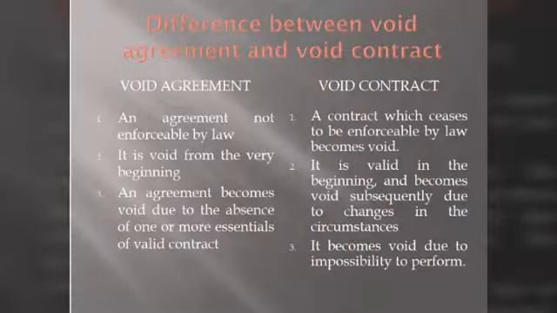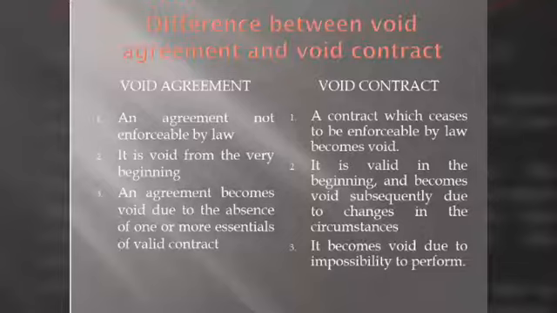The next one is the differences between void agreement and void contract. What is a void agreement? An agreement not enforceable by law is called a void agreement. A void contract is a contract which ceases to be enforceable by law. A contract has been formed, and after formation it is not enforceable, then it becomes void. Whereas for an agreement, before forming a contract itself, it is not enforceable, so it is a void agreement.